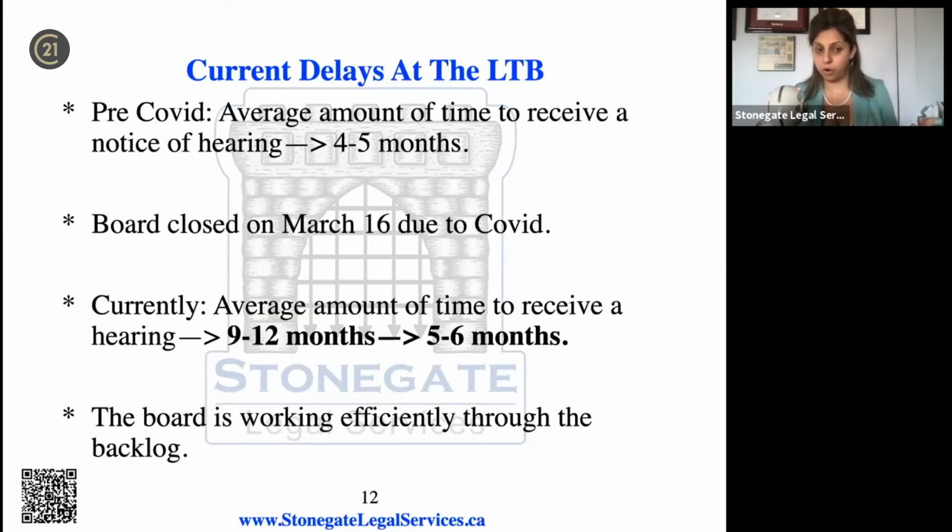Let's talk about delays at the board, because if you have a landlord who hasn't been paid for months or a year or 2 years, this can be detrimental because they're incurring thousands in arrears. So pre-COVID, it took an average of about 4 to 5 months to get a hearing date. As you are all aware, the board shut down between March 16, 2020 to August 1st, 2020. Afterwards, the average time to receive a notice of hearing was 9 to 12 months. However, I'm very happy to say that the board is working efficiently through the backlog. So currently, it can take anywhere from 5 to 6 months to receive a notice of hearing.